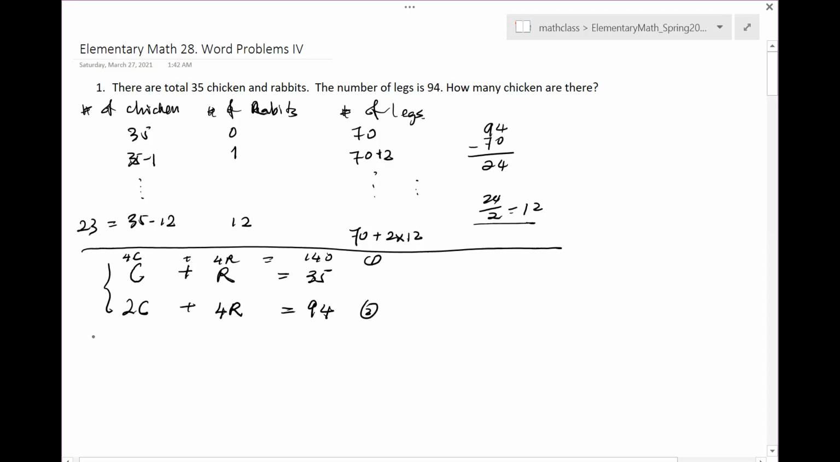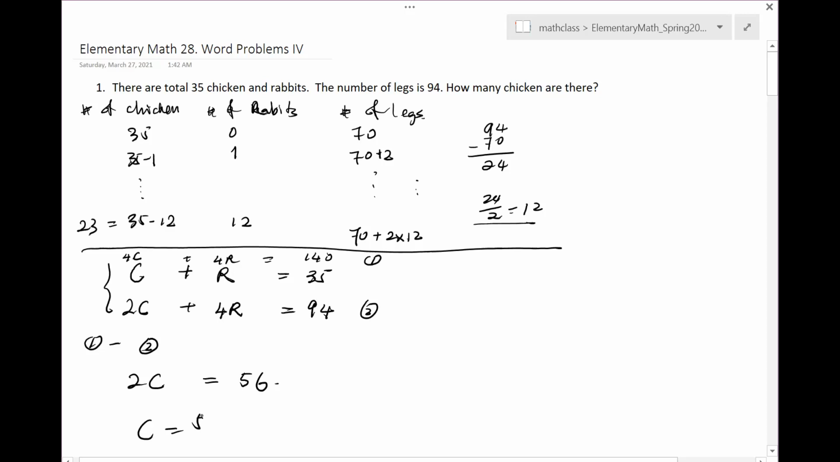So what I'm going to do is equation 1 minus equation 2. 4C minus 2C equals 2C. 4R minus 4R is 0. The reason I multiply by 4 is that I want to do subtraction so the R is gone. And 140 minus 94 is going to be 56. So C is 50, right?